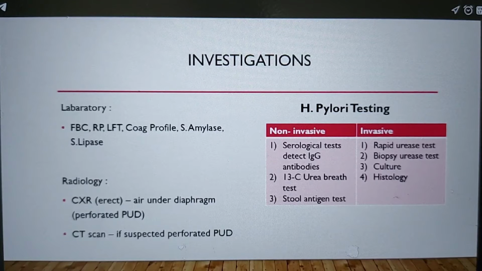take the 13C urea breath test and also stool and urine tests. And next for the invasive ones, there are the rapid urease test, biopsy urease test, and lastly also histology, where they will take the ulcer biopsy.